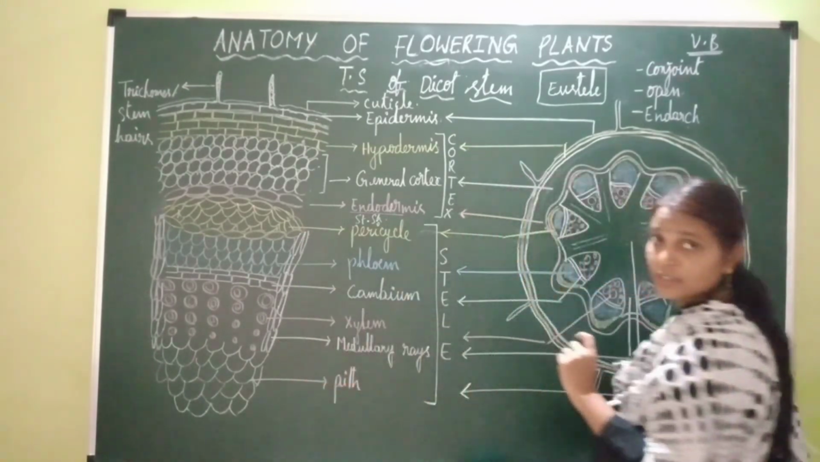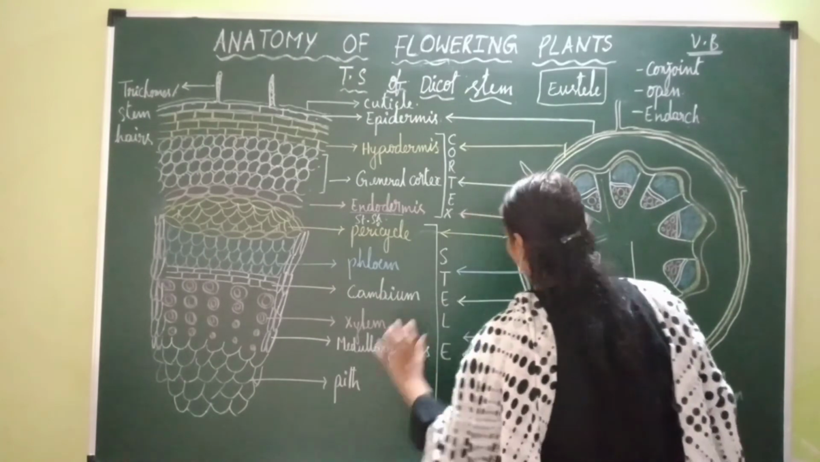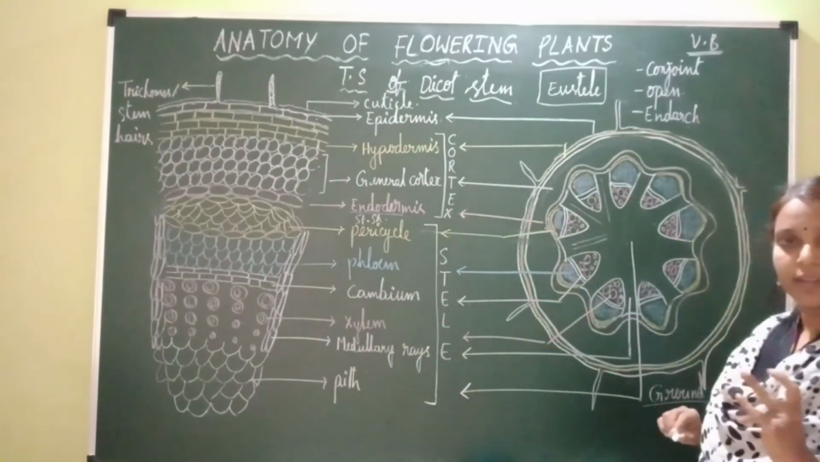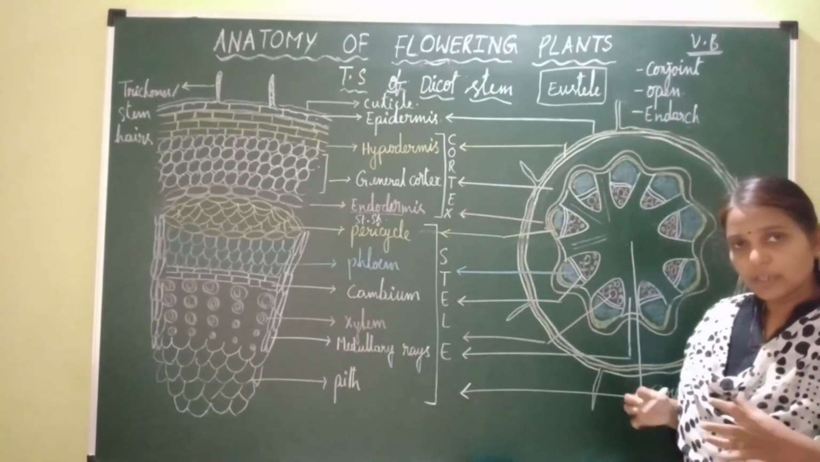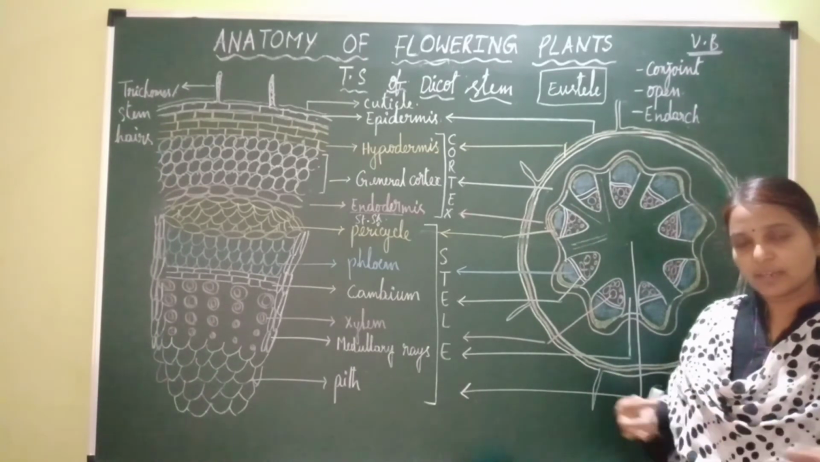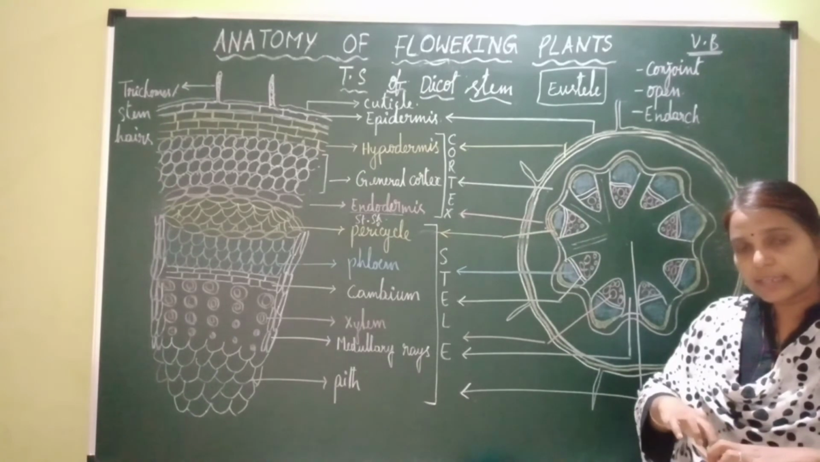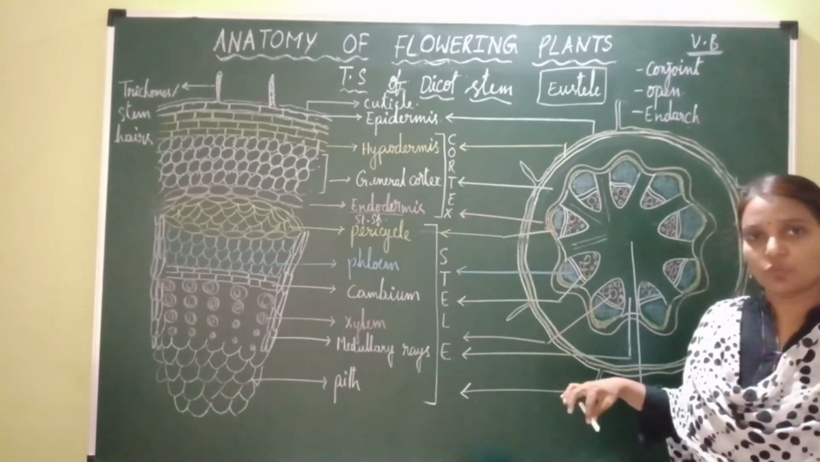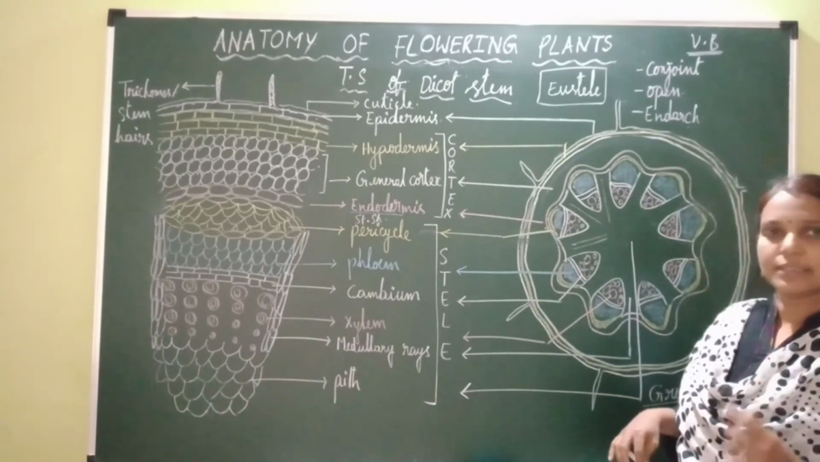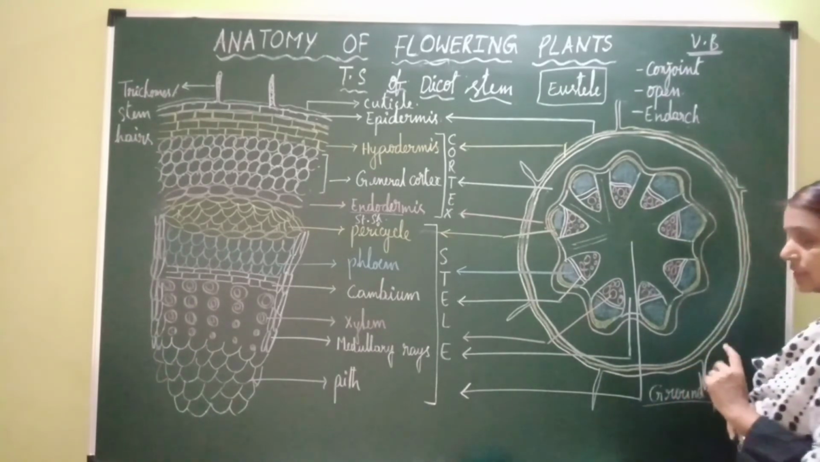Are you getting my point? These are medullary rays. What is the function of these medullary rays? The function of medullary rays is to transport water and minerals and even food materials towards the radial side. So medullary rays are involved in radial conduction of water, minerals and even food materials. So this is about medullary rays.